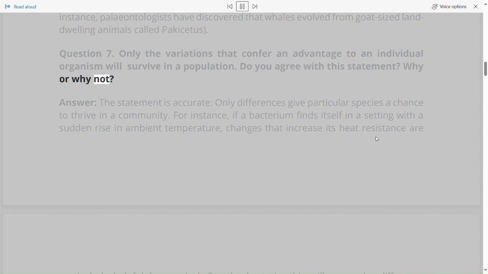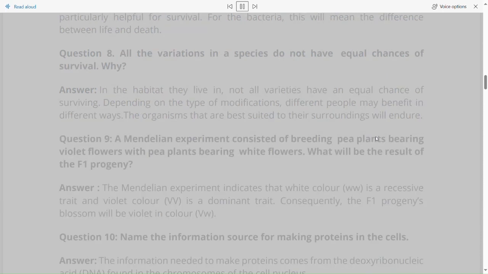Why or why not? Answer: The statement is accurate, only differences give particular species a chance to thrive in a community. For instance, if a bacterium finds itself in a setting with a sudden rise in ambient temperature, changes that increase its heat resistance are particularly helpful for survival. For the bacteria, this will mean the difference between life and death.